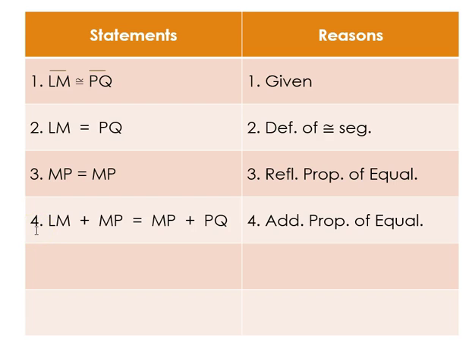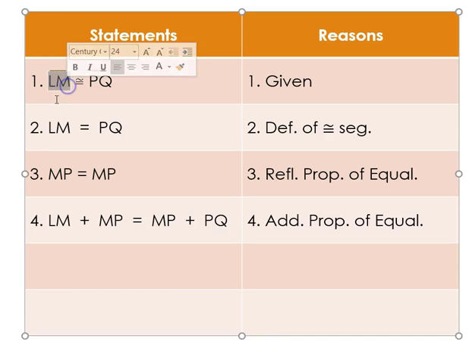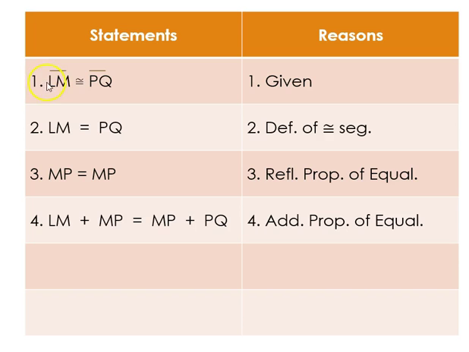Step 4. We're now going to prove that we can add the original segment, LM. So we're going to add the original segment, LM, there it is, and we're going to add MP. And now we take our second statement, PQ, and we're also adding that to MP. And we're allowed to do that by using the addition property of equality.